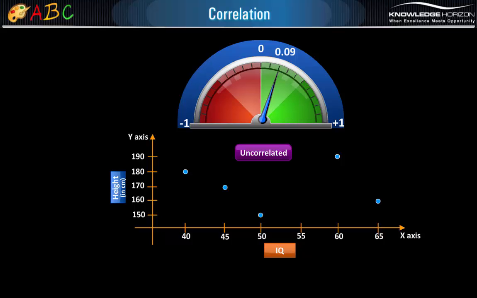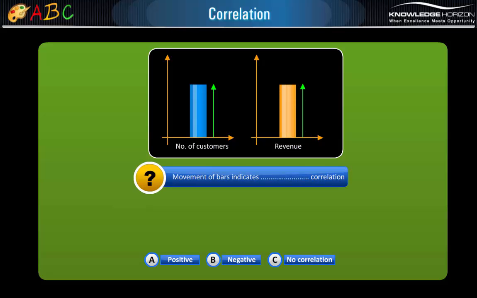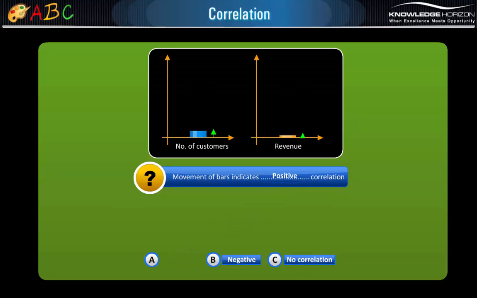Let us check your understanding of correlation. Observe the movement of the bars and answer the following questions. To fill the blank, click on Try It Out or click Auto Solve to get the answer. As number of customers increase, revenue also increases. That is, the movement of the bars is in the same direction. Hence, it is a case of positive correlation.